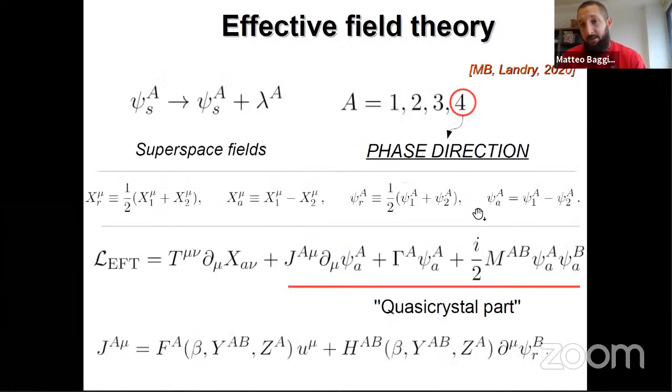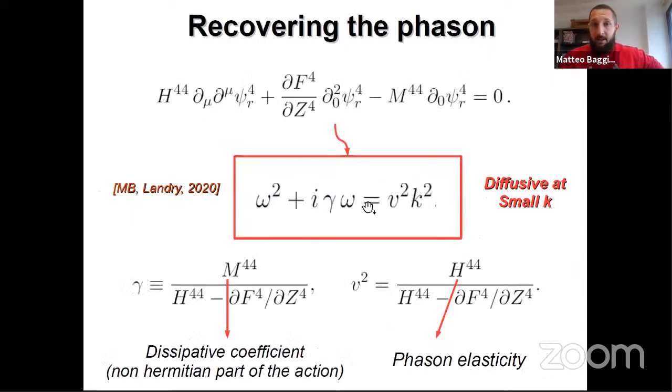Now you can understand immediately that if you want to break the symmetry explicitly, you have to add to this action terms which are proportional to the R fields. Because the R fields now are sum of fields, when you shift them, they shift as well. So if I put a term in the action which is not a derivative, this is clearly not invariant under this shift. And that's exactly what you can do.